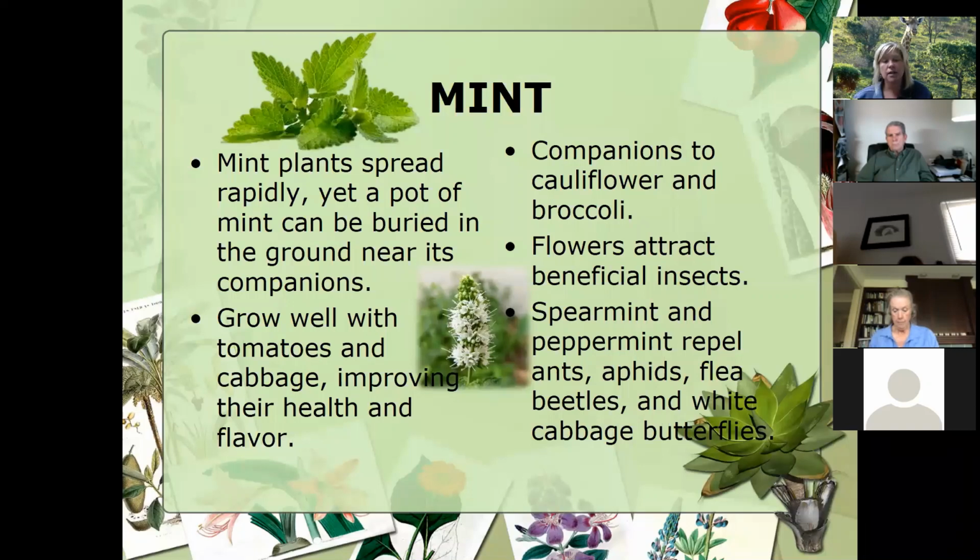Mint again is going to be a good companion to the brassica family. The flowers are going to attract those beneficial insects. Think back to early in the spring when we're always talking about the henbit and the dead nettle. That's one of those purple flowers that we see early in the spring. What do we always see feasting on them? You know, that's when our pollinators first start coming to life. So any plant in the mint family is going to serve as a good pollinator plant. And of course, spearmint and peppermint, those are going to help repel aphids and ants, flea beetles, and then the white cabbage butterflies.